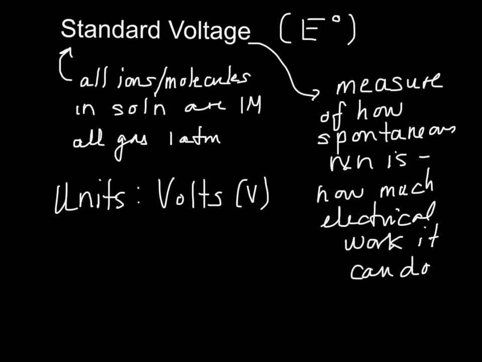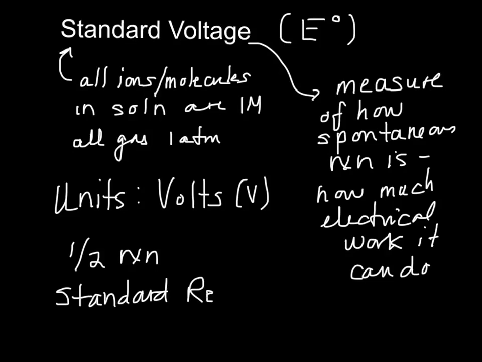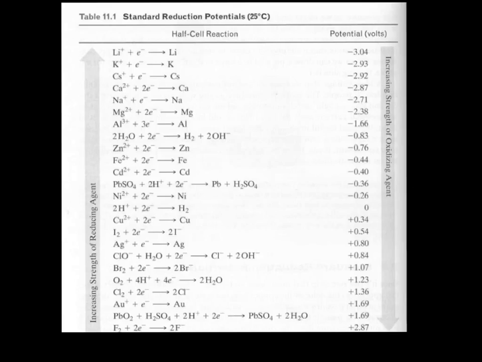Every half reaction, if you look at your table now, has a voltage associated with it. Your table is written as standard reduction potentials. It could just as easily have been written as standard oxidation potentials. If you look at the one you have, every single half reaction is written as a reduction. Here's a picture of a table similar to what you have, just smaller. All of these are written as reductions, and over here you'll find a voltage.